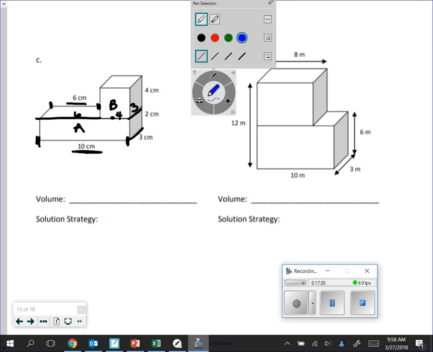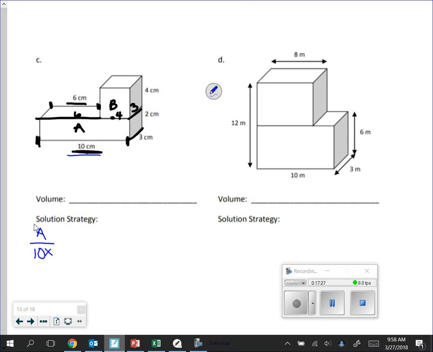So, shape A, you have a length of 10. You have a width of 3 and a height of 2. 3 times 2 is 6. 10 times 6 is 60 centimeters cubed. Please put your units in there.